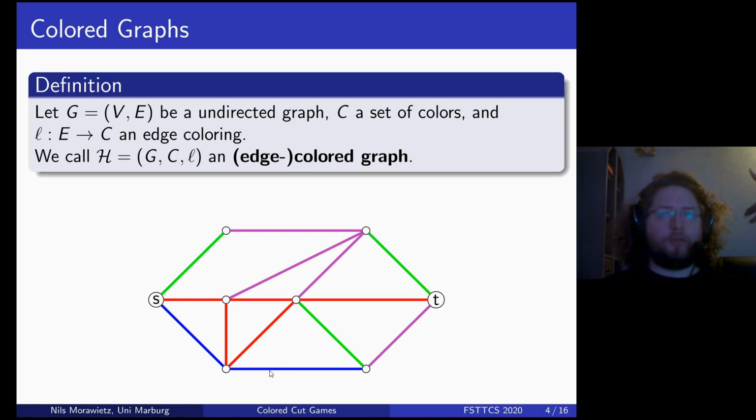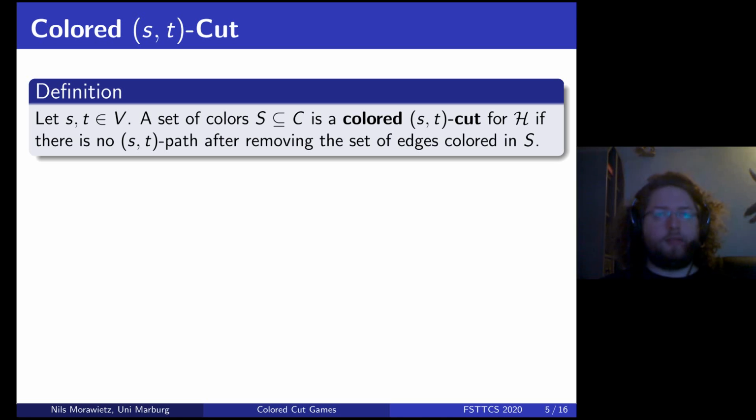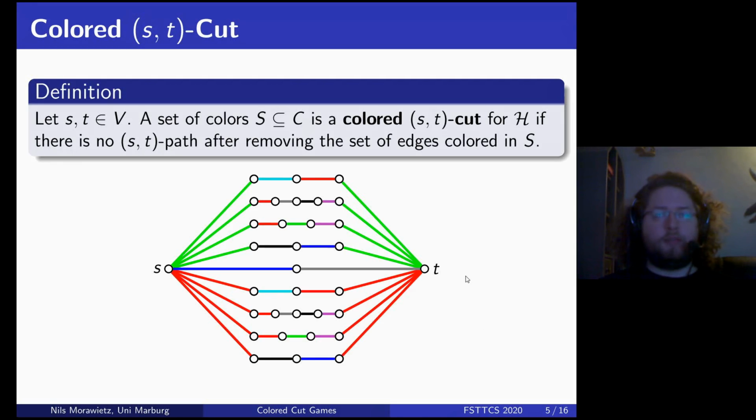To now measure the robustness or the vulnerability between two specific endpoints in these networks, in this example S and T, one can define so-called colored ST cuts. A colored ST cut is a set of colors such that removing all edges colored in any of these colors disconnects S from T. So, in other words, a colored ST cut contains for each ST path at least the color of one of the edges of this path.